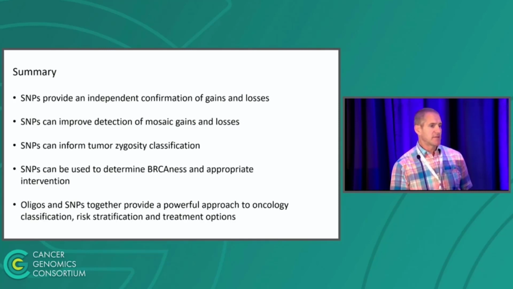And then the oligos and the SNPs together can provide a really powerful approach to oncology classification. Again, that's being able to use both and not just dismissing the SNPs or assuming the SNPs are an add-on. The SNPs are actually a massively valuable part of the assay that you're running, and can provide a lot of additional information that you're not getting from just the oligonucleotides. Some of that can guide risk stratification, classification, and treatment options, especially when we're looking at some of the BRCA genes and members of that pathway.